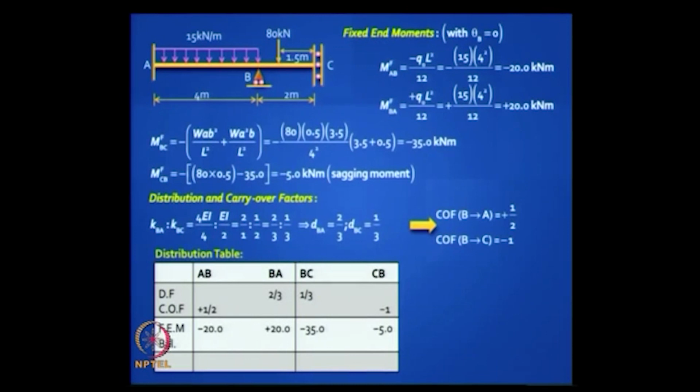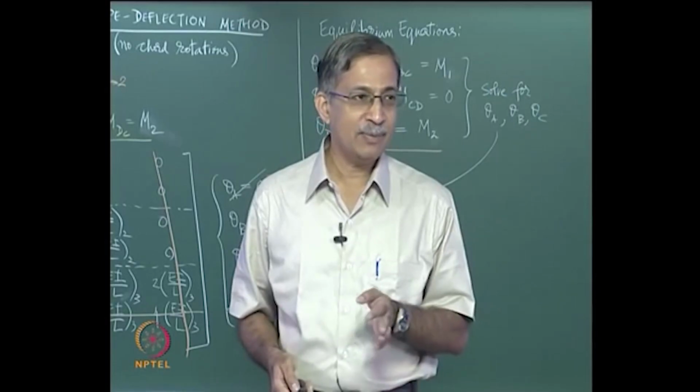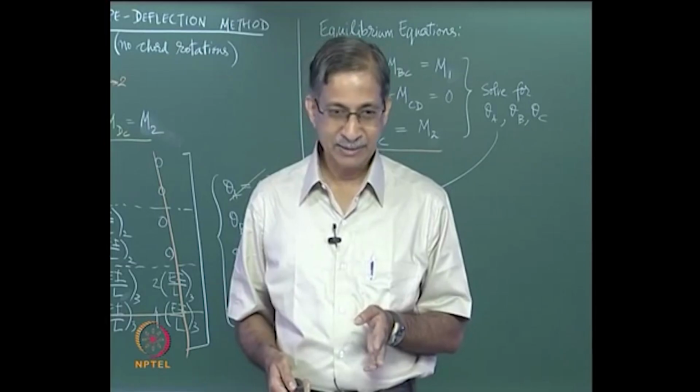Are you now comfortable with this? Write down the distribution factors, write down the carryover factors, plus half and minus 1, write down the fixed end moment in the first column. Those are those numbers which you calculated, minus 20, plus 20, minus 35, minus 5 in this problem. And then where do you distribute? Only at B, only where you have the unknown rotation. So that's easy to do.